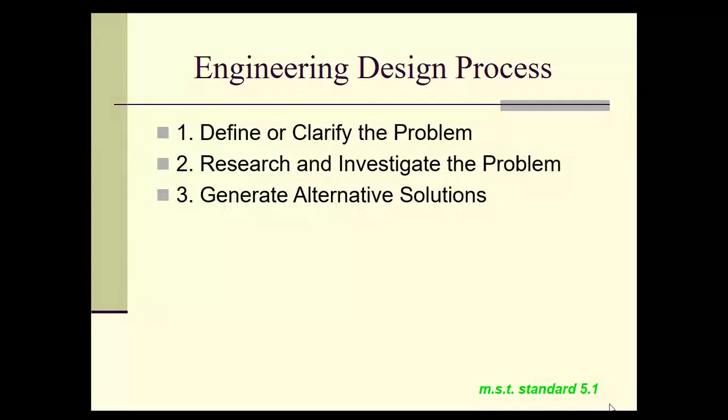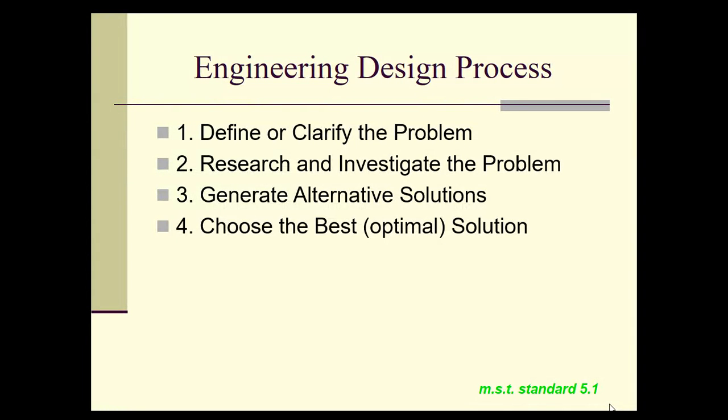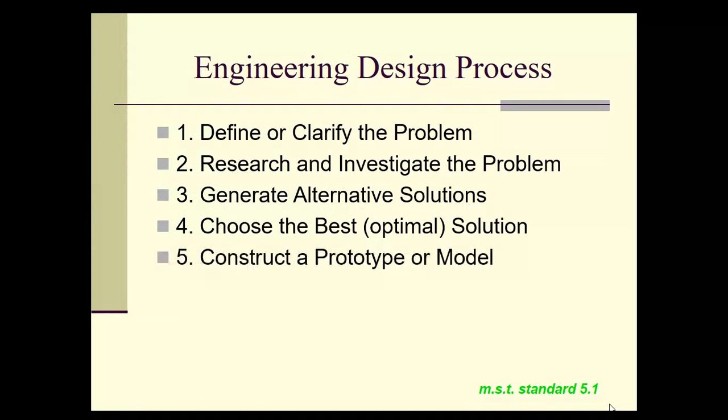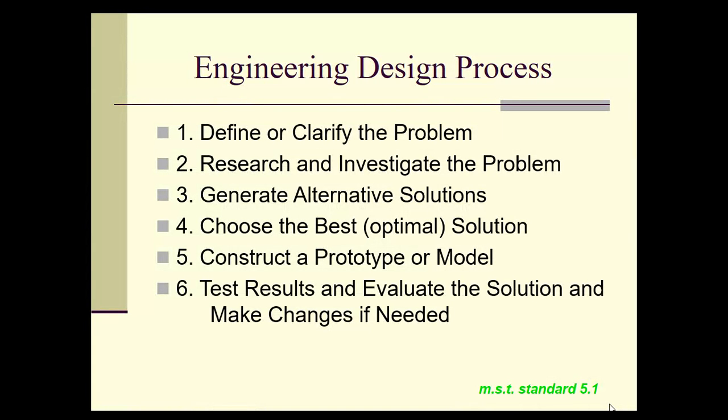After we generated lots of different solutions, we're going to choose the best solution. Whatever solution we think is going to work the best for our problem will be the one we start to put into action. After that, we construct a model or a prototype to test out the bridge or the car or the rocket ship before we actually put people across it. We try to make it something that we can test beforehand. And after we construct the product model or prototype, we're going to test our results. We're going to see if the solution needs to be changed.